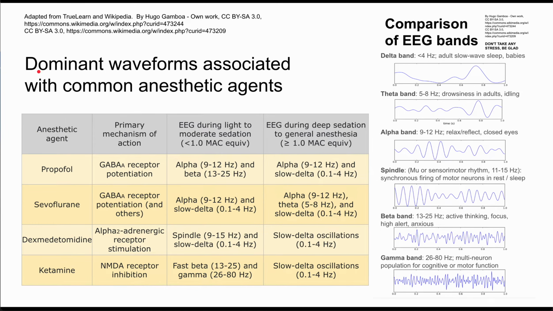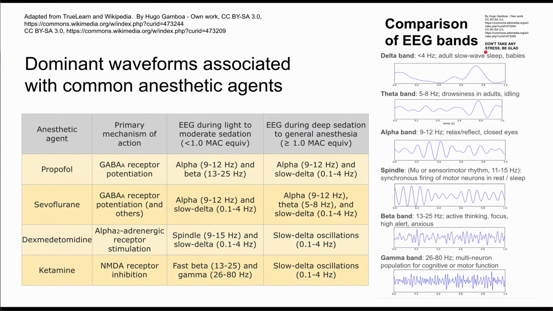This is a survey of the dominant waveforms associated with common anesthetic agents. In order to appreciate this, we should first look at a comparison of electroencephalography bands, also called EEG bands. These are listed here on the right for your convenience in order of increasing frequency. Let's go through them briefly.